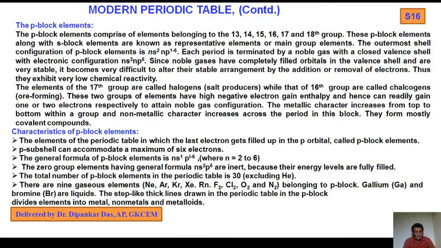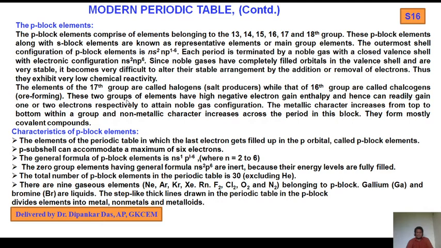The outermost shell configuration of P block elements is ns2 np1 to 6, because the p orbital has 3 degenerate suborbitals, px, py, pz. Each orbital contains a maximum of 2 electrons, so the p orbital contains a maximum of 6 electrons. If p contains 1 to 6, that's why the general configuration of P block elements is ns2 np1 to 6. Each period is terminated by a noble gas with a closed valence shell with electronic configuration ns2 np6.